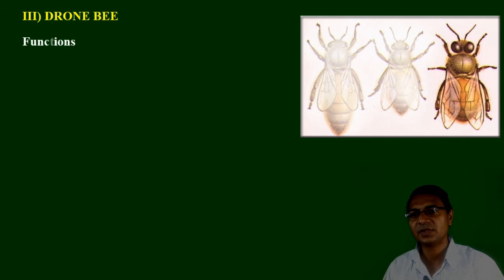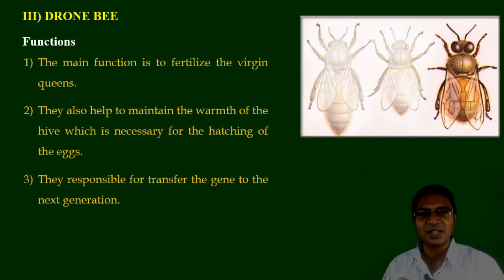What are the functions here? The main function is to fertilize the virgin queen. They also help to maintain the warmth of the hive, which is necessary for hatching of the eggs.